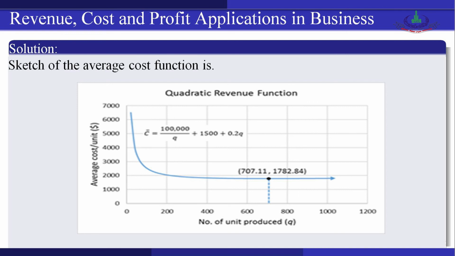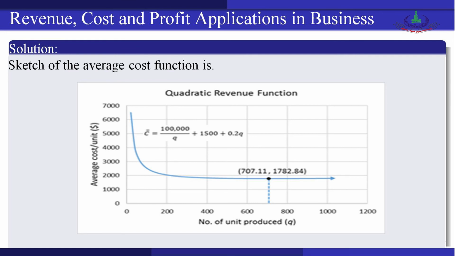By sketching the average cost function, we get the following graph. On the x-axis, we have taken number of units produced, which is denoted by Q, and on the y-axis, we have denoted average cost per unit, which is also in dollars. So you can see that when Q is equal to 707.11, you get y is equal to 1782.84, and it is minimum. All other values of average cost per unit are greater than or equal to this value. Therefore, we conclude that the cost will be minimized when we produce 707 units.